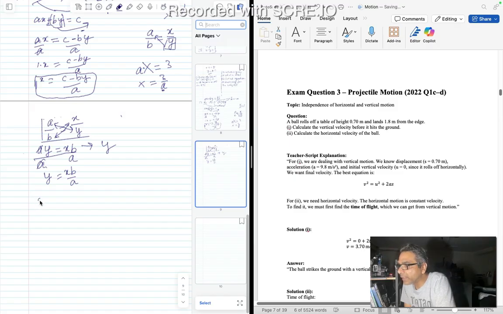Let's say 3x plus 4y equals 5. This will make things clear, right? Let's solve it for the subject y.